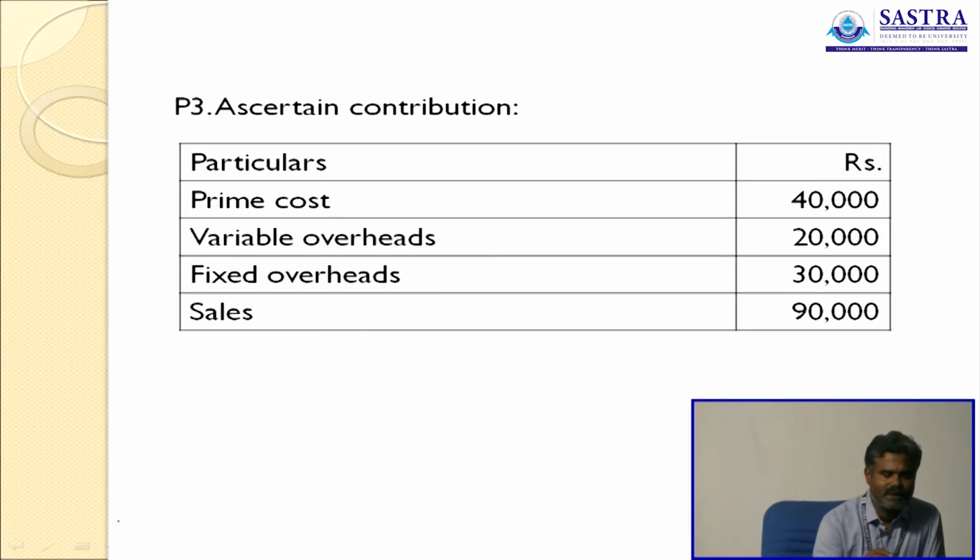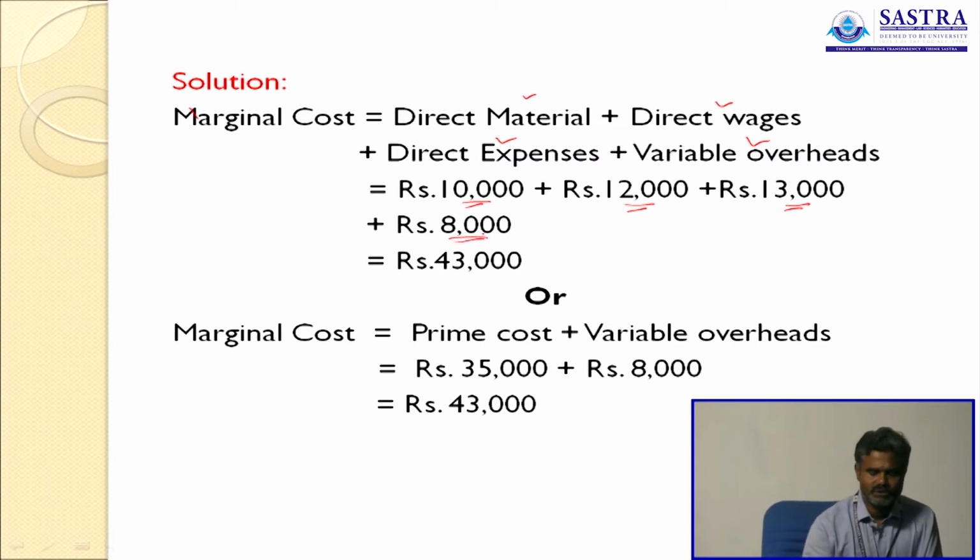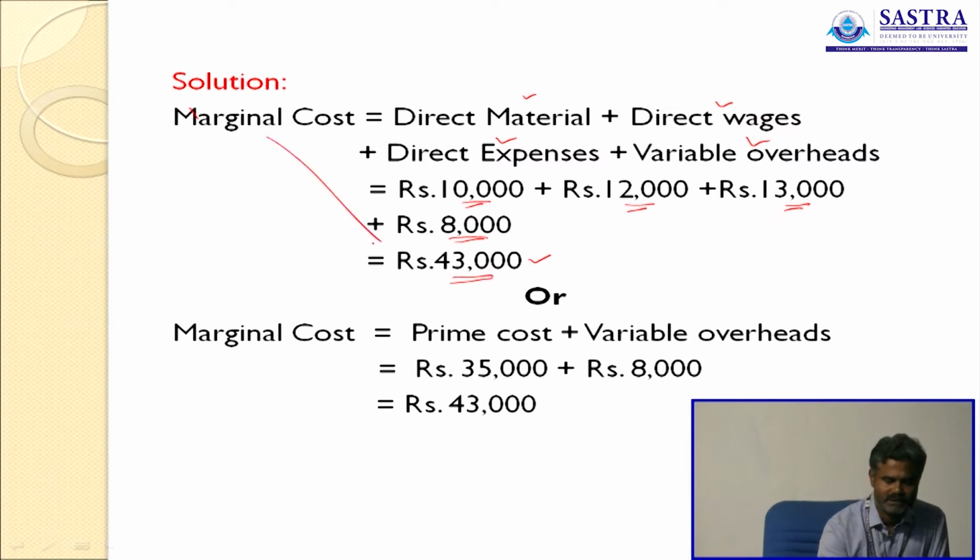So the first formula: marginal cost equals direct material, direct wages, direct expenses and variable overheads. In this problem, 10,000 direct material, direct wages 12,000, direct expenses 13,000 and variable overheads 8,000. So now the aggregate value of all the items is 43,000. So here the marginal cost is 43,000.